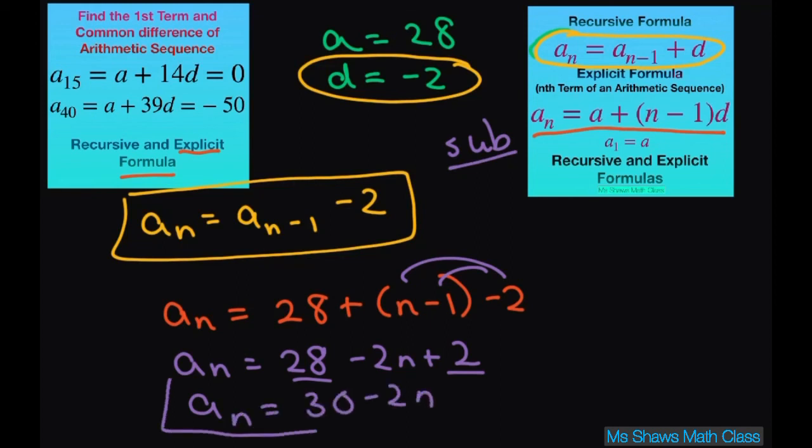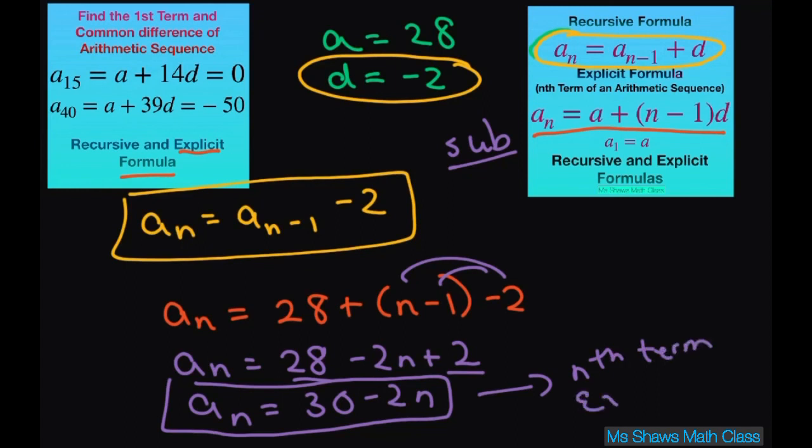This is your nth term. You can call this your nth term or your explicit formula. They both mean the same thing. Okay, so that's your explicit formula there. This is your recursive, and that's it.